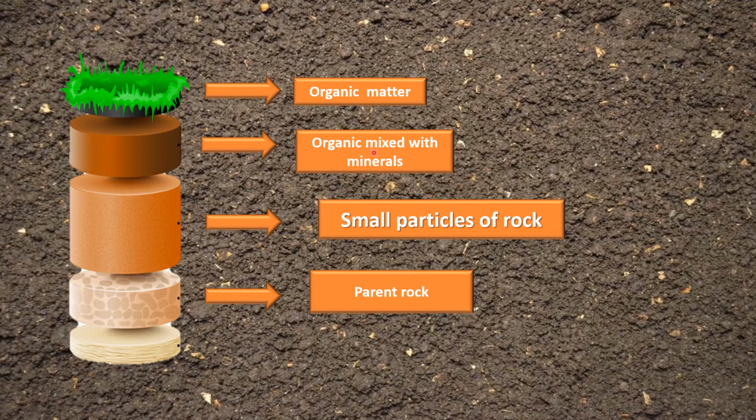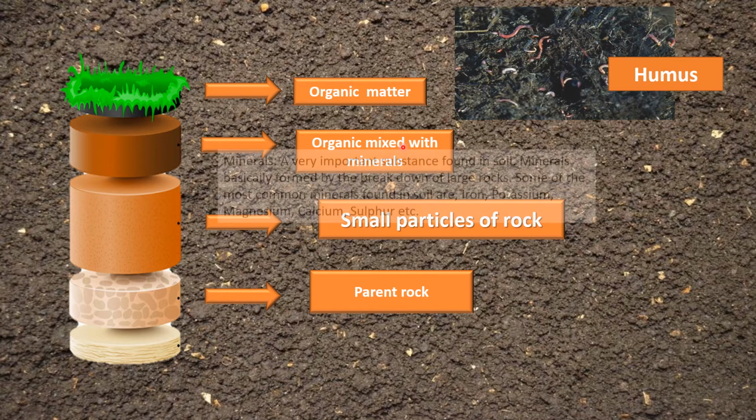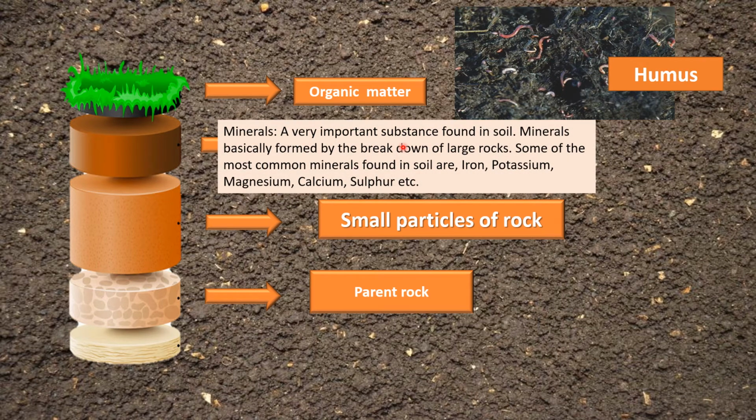Here we have talked about the minerals. So which kind of minerals are there? Minerals are very important substances found in soil. Minerals are basically formed by the breakdown of large rocks. Some of the most common minerals found in soil are iron, potassium, magnesium, calcium, sulfur, etc. So these are the minerals, dear students, which are found in the soil, and they are important for the plants to grow.